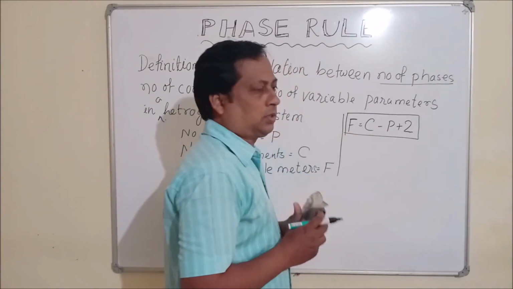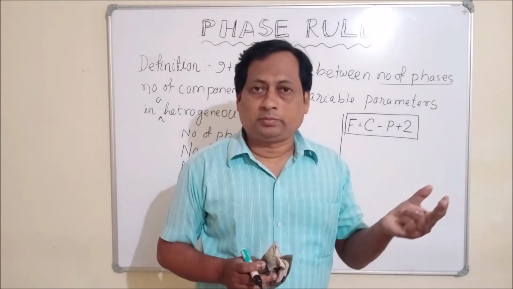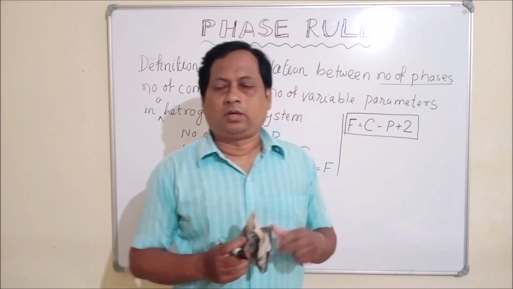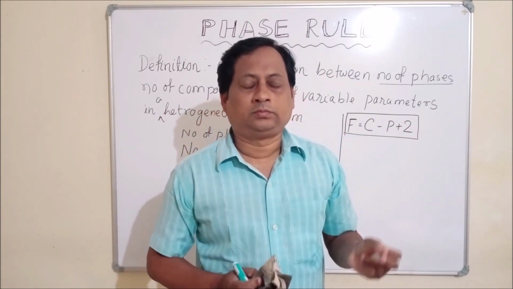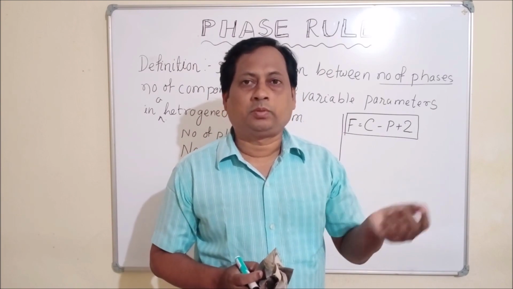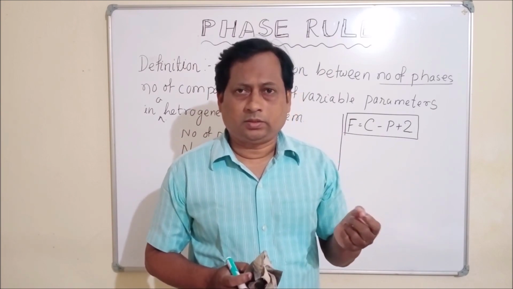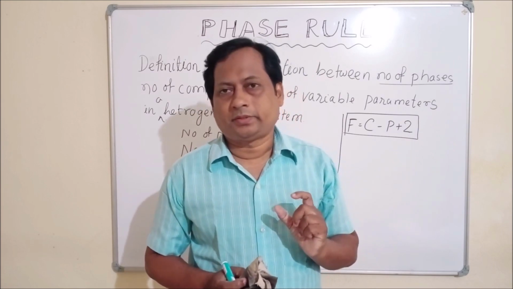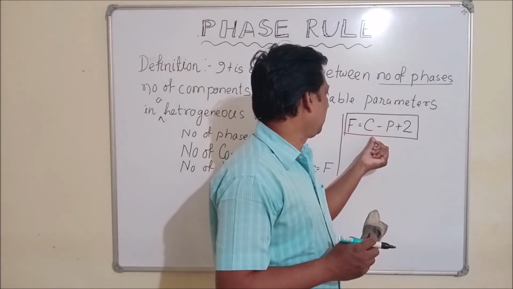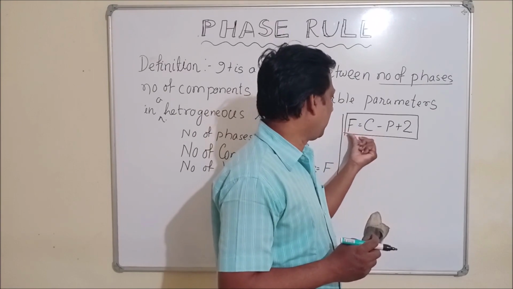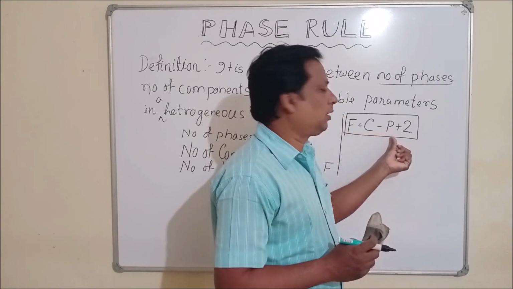Number of components means what is the component of the system? Suppose you are taking a water system or sulfur system, or any eutectic mixture like bismuth, cadmium. So these are the components. So which component is present in the system? So this is the relation between number of phases, number of variable parameters, and components.